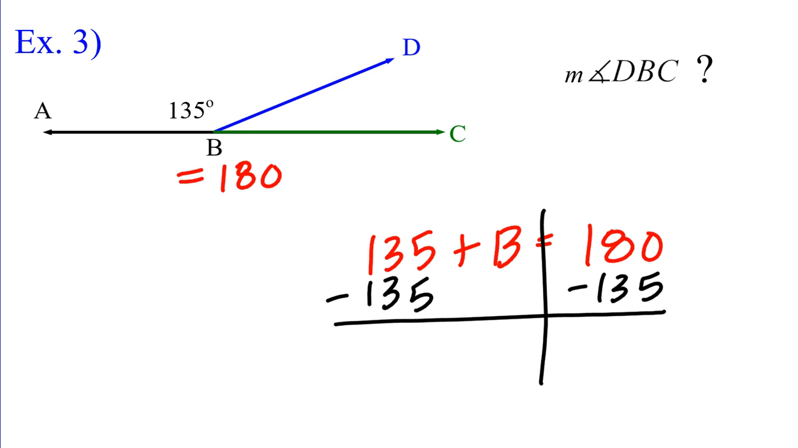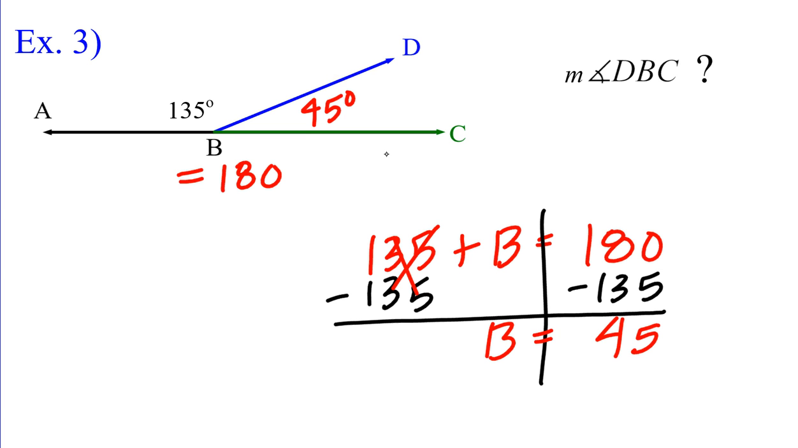Then bring down the B, because these are opposite, so they'll go away. And then we're going to subtract this, and we find out that it's 45, which makes sense because 135 plus 45 degrees is 180. So we found what angle DBC was.